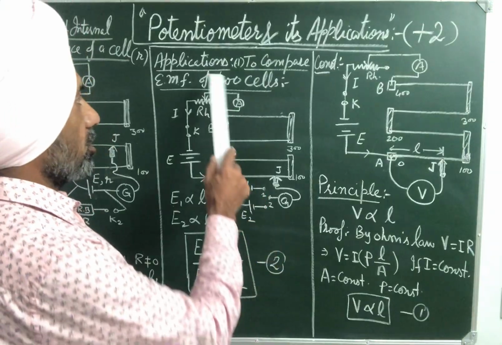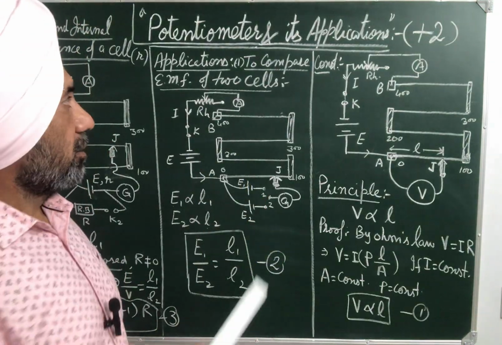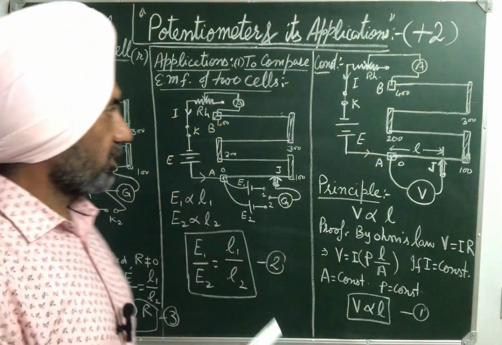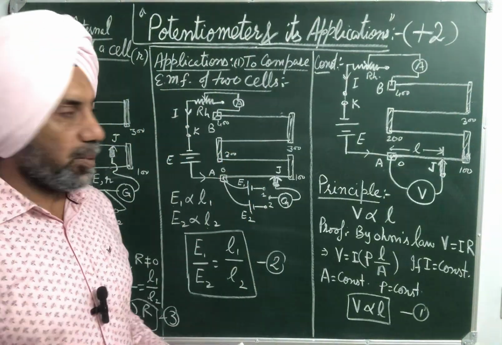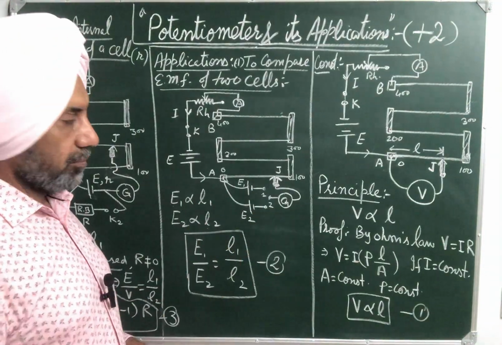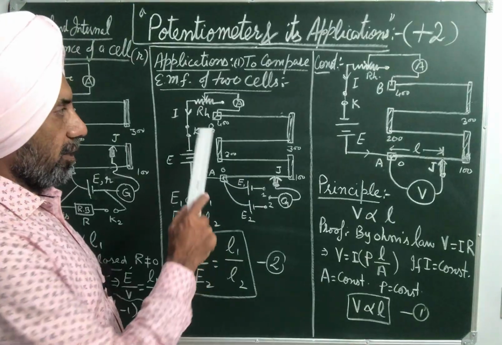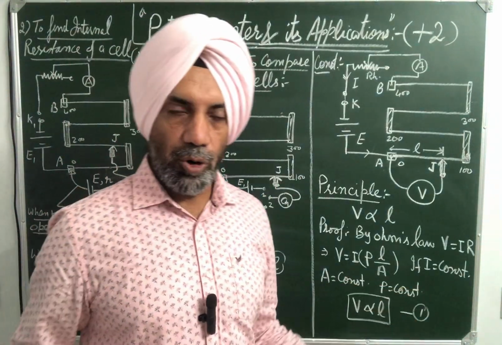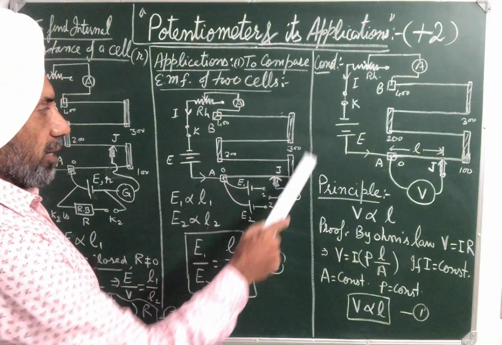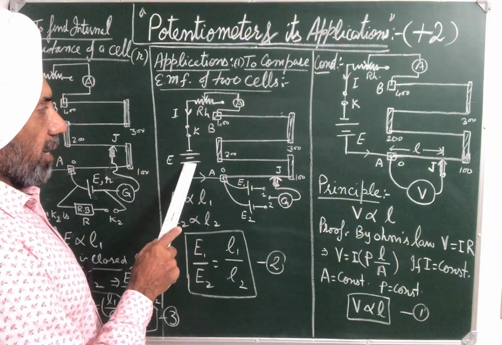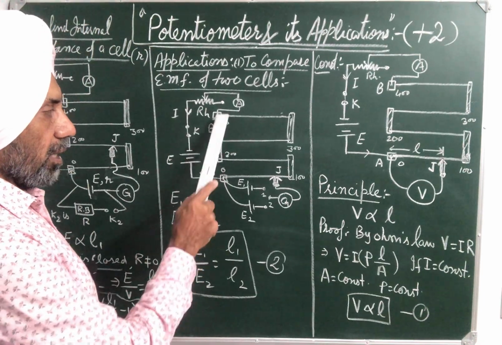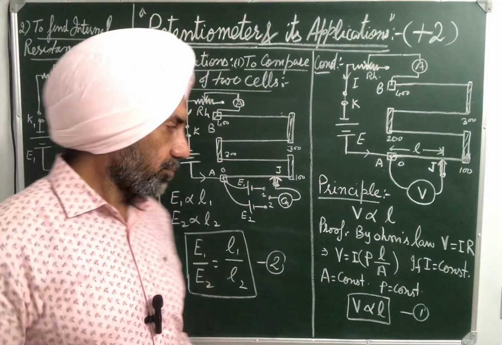So this is used to find or to compare e.m.f. of two cells. This is one practical application of potentiometer. Now take a potentiometer as usual. It is in the form of a wooden board of length about 1.2 meter. Take potentiometer, connect battery, key K, rheostat, ammeter in series between ends A and B of the potentiometer.